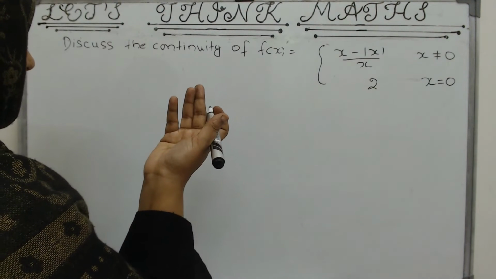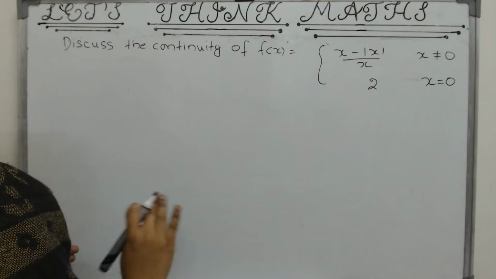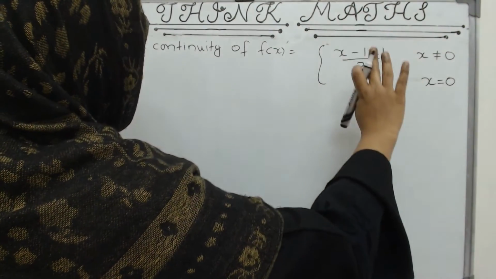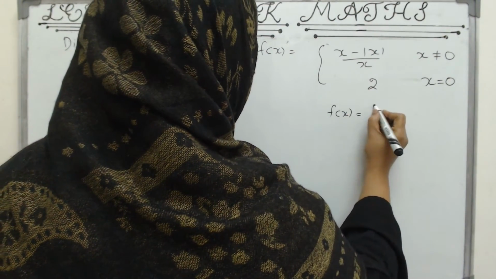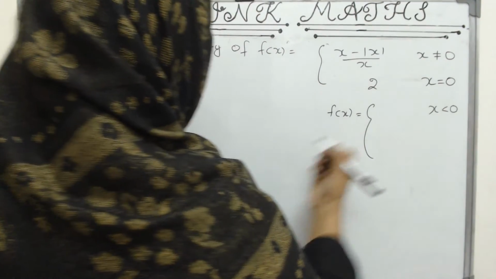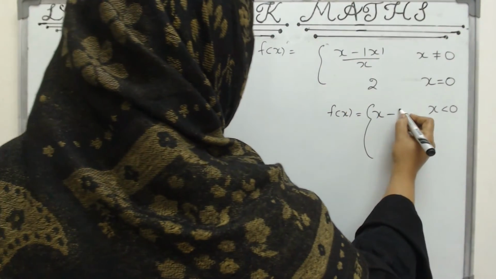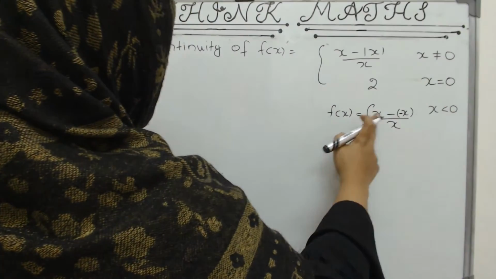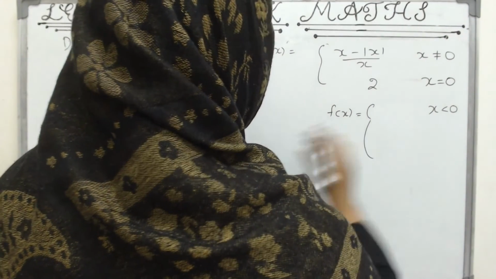We have to check the continuity of this function f(x). We have to check whether it is continuous for any real number you take. There is a modulus here. It is always better to get rid of it and write it in the proper way. Now take f for all values less than 0. For all values less than 0, what will be modulus of x? It will be minus x. So this will be what? x minus minus x, 2x by x. So your value will be 2.